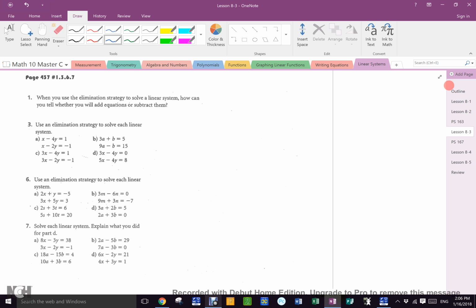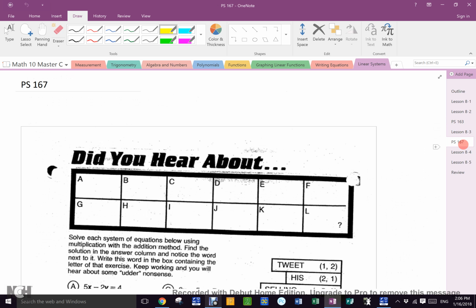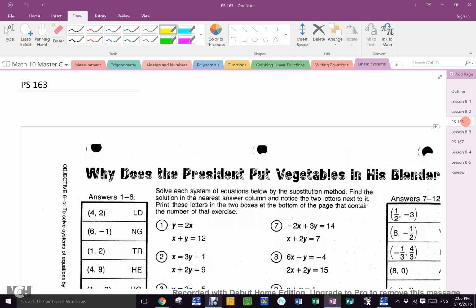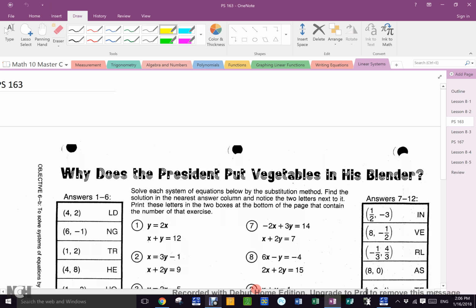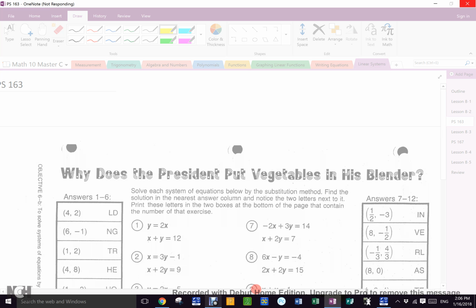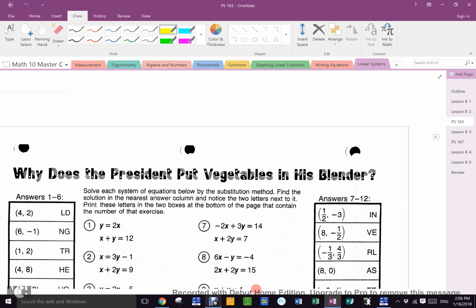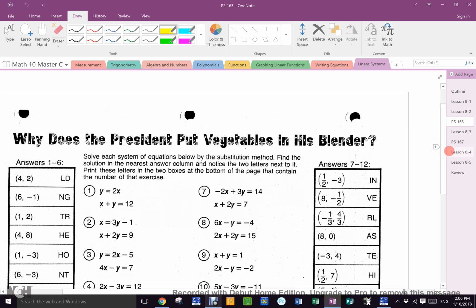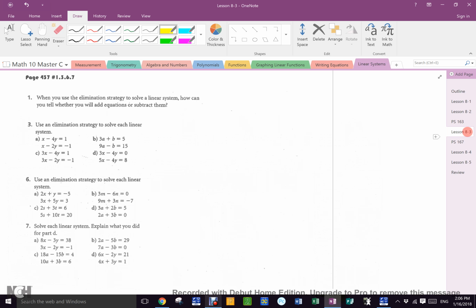Now listen, if you want extra practice, and I know none of you do, there's 2 puzzle sheets here that are funny jokes. That was Donald Trump. Why does the president put his vegetables in the blender? I don't get it. Because you haven't done the work. When you do the work, the answer will be revealed. Is it a pun? Yes, of course it's a pun. That's hurtful, dude. I don't like puns, I'm sorry. You could read it really slowly or something.